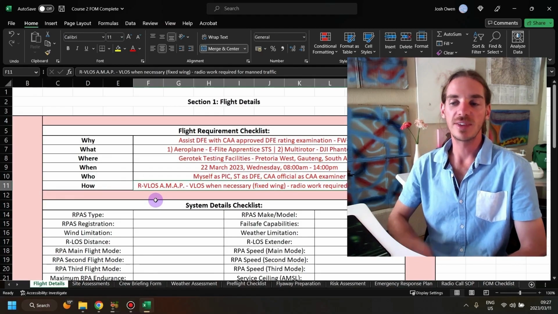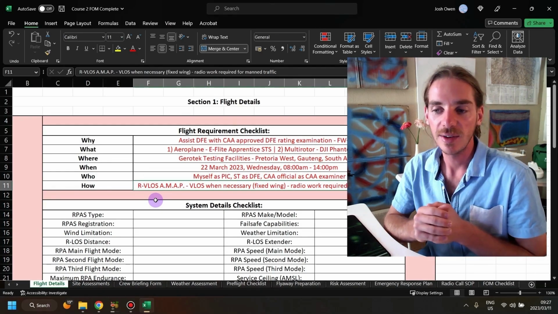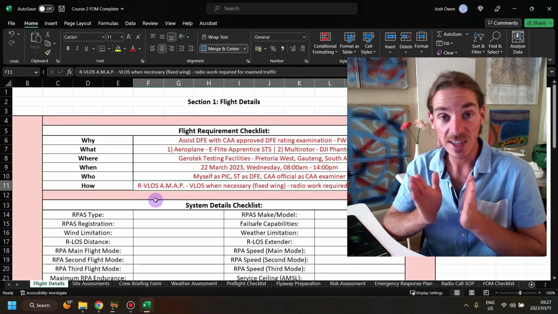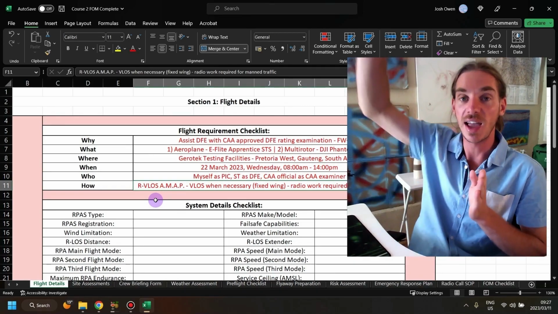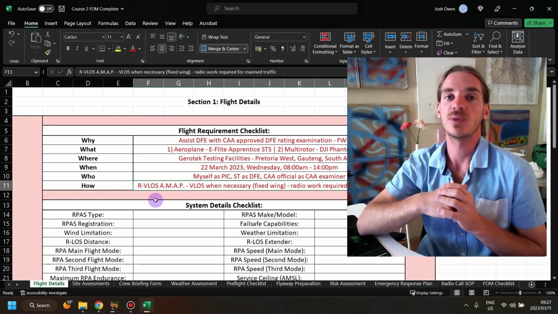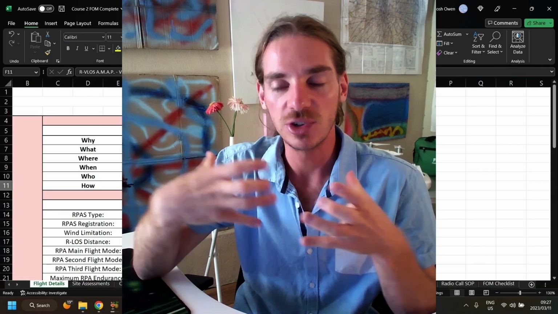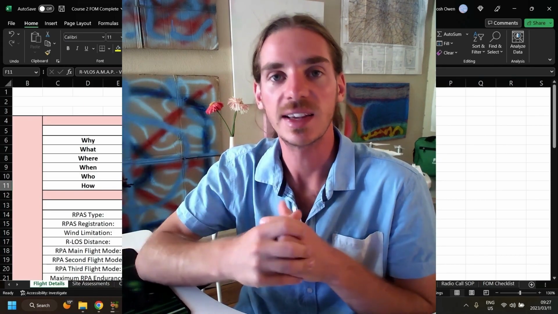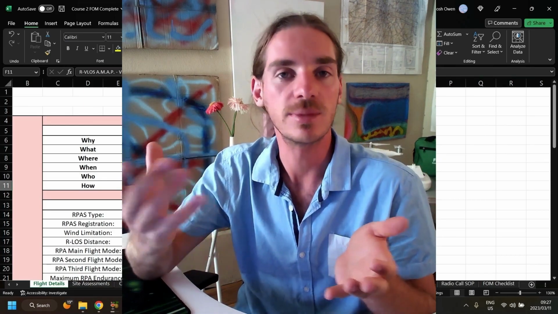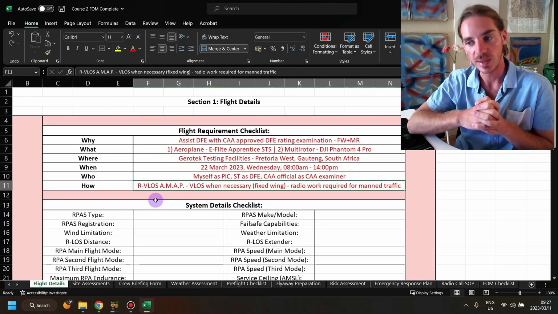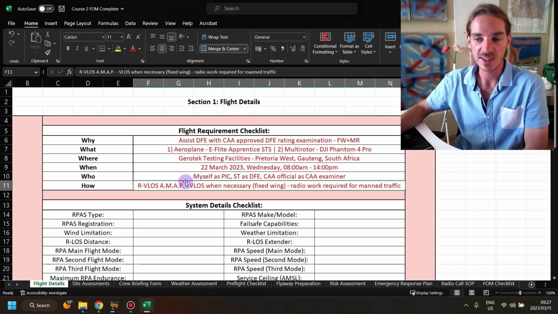After that little explanation, what I meant by RV loss as much as possible is that as much as I can, I am going to fly below the highest objects around me, or I'm going to fly below 150 feet. RV loss is restricted visual line of sight. I want to fly close to me as much as possible. If there's manned aircraft, I'm going to fly close to myself. But I know that with a fixed wing, VLOS will be necessary.